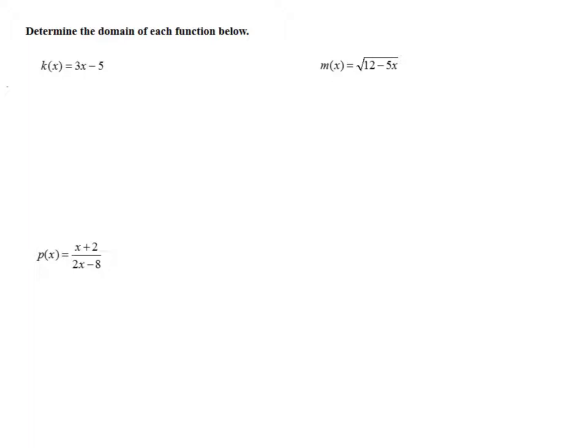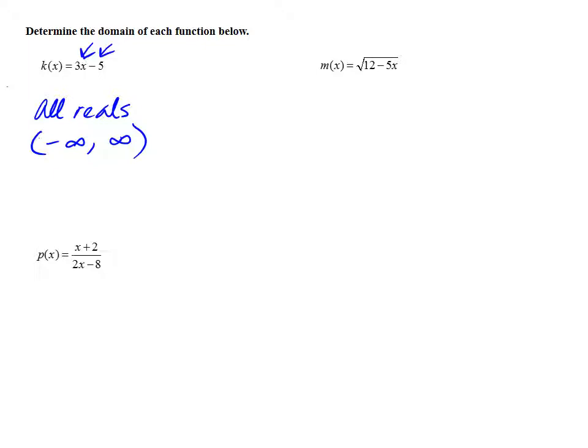All right, so let's look at these 3 examples. K of x equals 3x minus 5. So what you're doing here with x is you're multiplying by 3, which is no issues at all, and then we're subtracting by 5. Again, multiplication and subtraction isn't going to affect anything about getting a real number. So K would have all real numbers as its domain. We could say -infinity to infinity in interval notation.